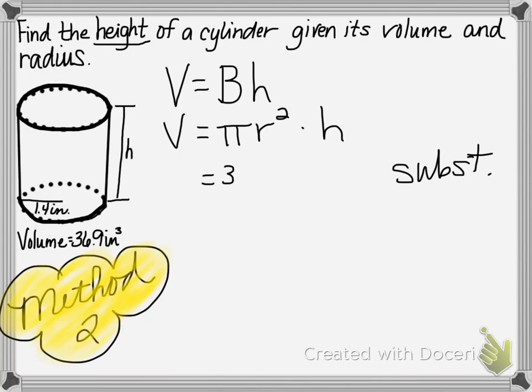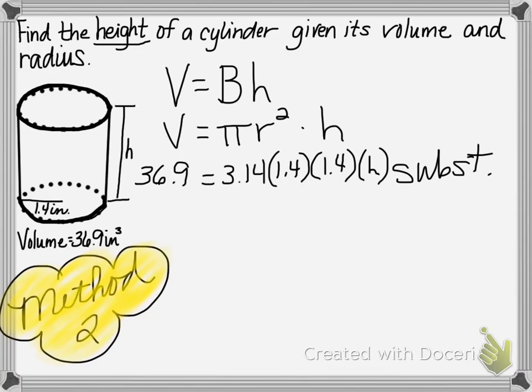I know that I'm using 3.14 for pi, and that my radius is given as 1.4, and I'm going to be squaring that. So it means I need to do that times 2. Made a small mistake there. 1.4 times 1.4. And then I'm looking for what is the height. I don't know, so the height is still h. The volume I'm given as 36.9, so I can fill that in for V.